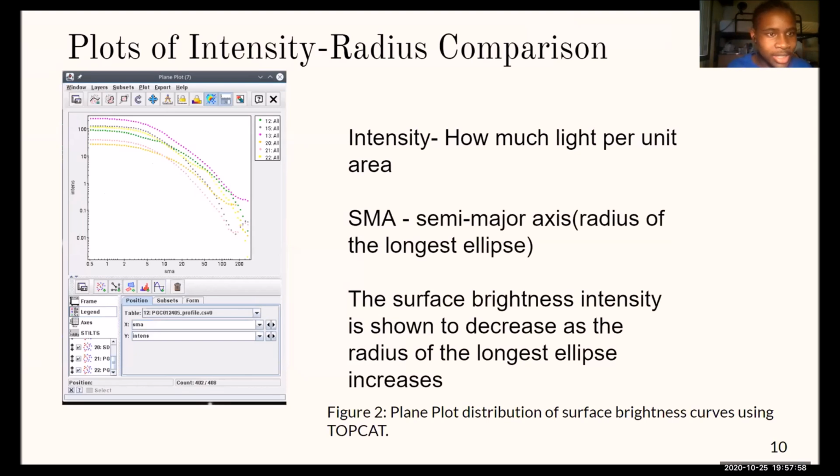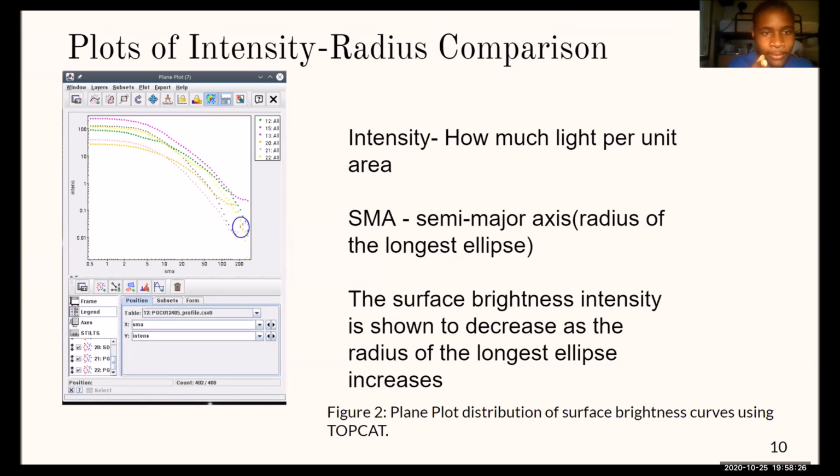So first we have the intensity, which is on the y-axis. That's how much light per unit area. Then we have the SMA, which is on the x-axis. That's basically the semi-major axis, showing the radius of the longest ellipse and then going all the way down to the center. As you can see here, the general pattern is that the surface brightness intensity decreases as the radius increases, as we get to the outskirts of the galaxy.